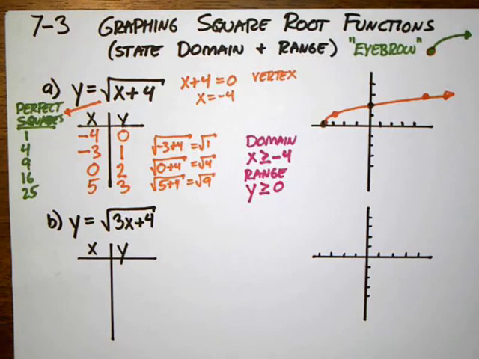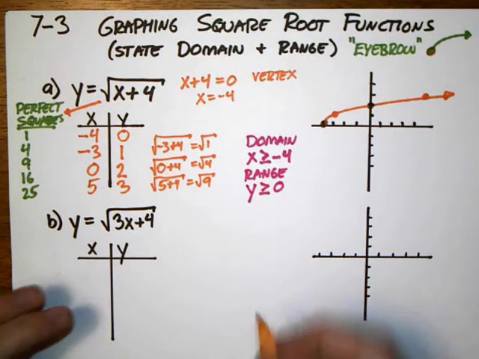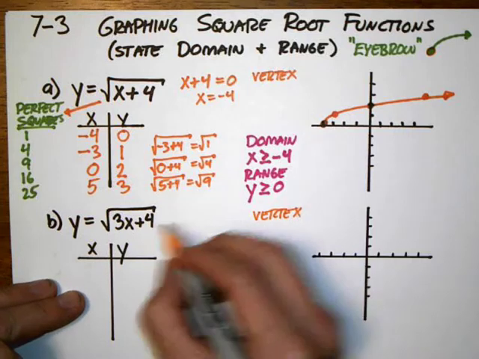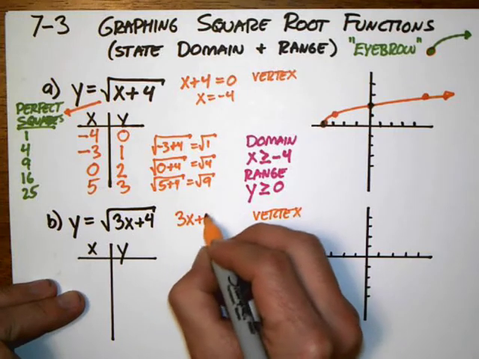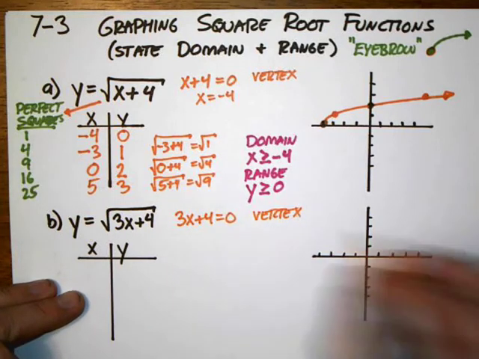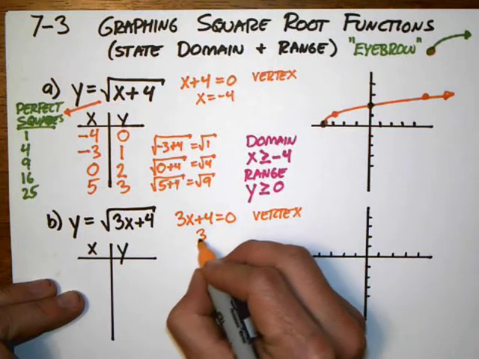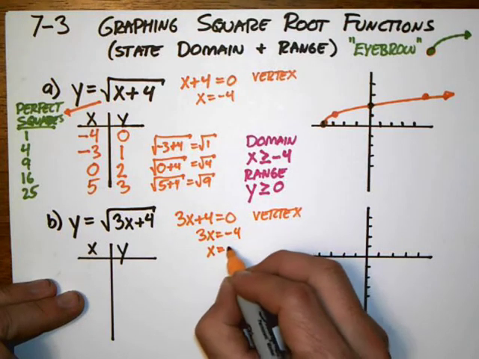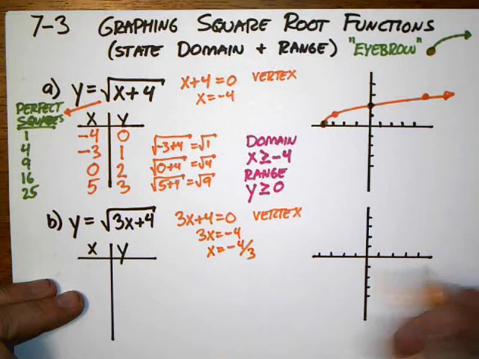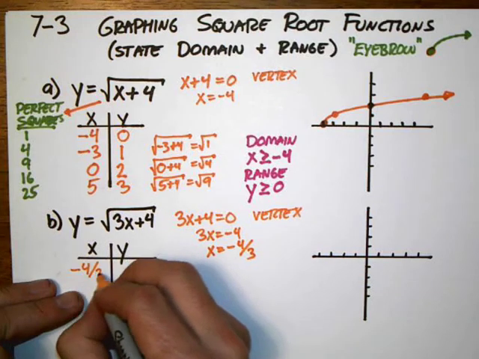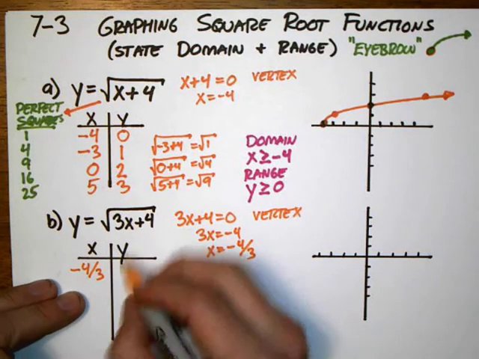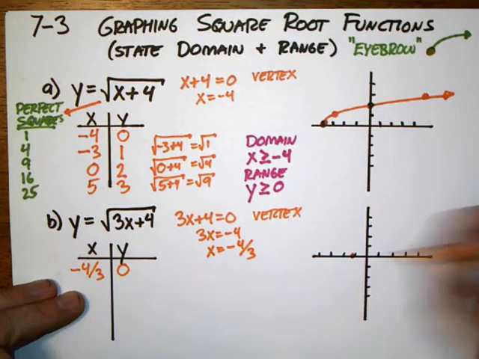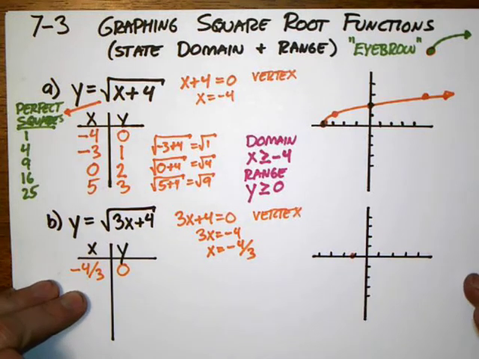Let's talk about the second one. The second one's a little more complicated, but I'm going to start the same way and find my vertex. To find my vertex, I need that 3x plus 4 to equal nothing, which means I move the 4 over. That 3x has to equal negative 4. So for that to happen, x has to be negative 4 thirds. If I plug in negative 4 thirds here, I do get 0. Negative 4 thirds is a little bit in front of negative 1.